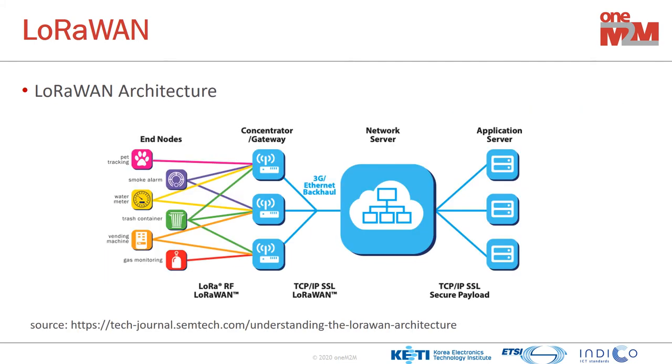So this is the LoRaWAN architecture in a simple way. End node means typically the LoRa devices, and there's the LoRa gateway, and there's the LoRa server, and then the LoRa application servers that we are interested in.